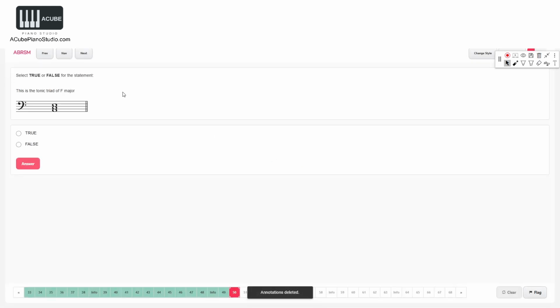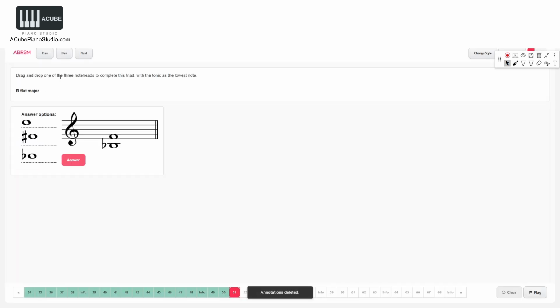Next, this is the tonic triad of F major. So the first thing you need to do is to check whether this is F. And remember, for the bass clef, it's all cows eat grass. This is A, not F. So straight away, it is false already because the lowest note must be F.